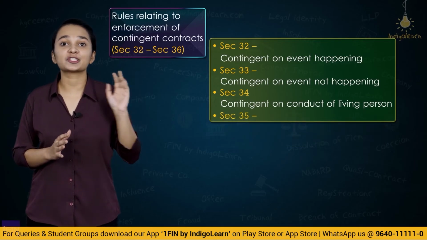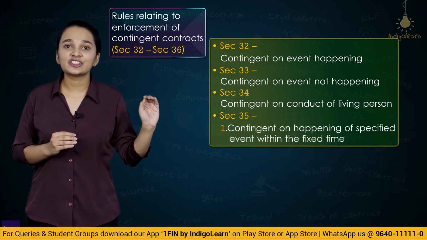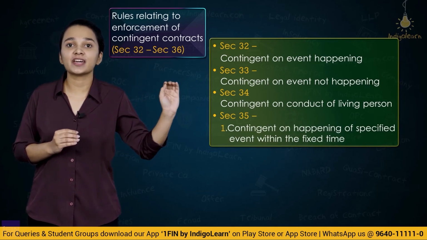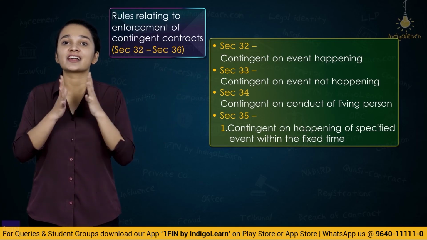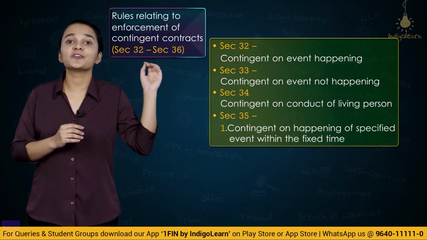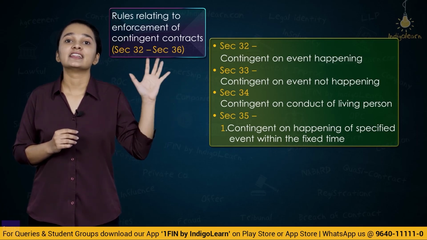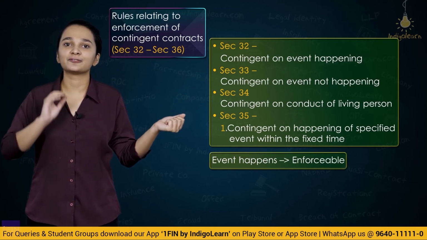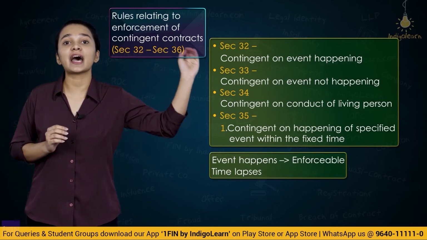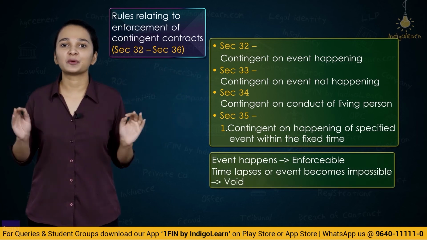Section 35 talks about 2 points. One, where the contract is contingent on the happening of an event within a specified time. In such a case, if the event happens within the specified time, the contract is valid and enforceable. But if the time lapses or the event becomes impossible, the contract becomes void.